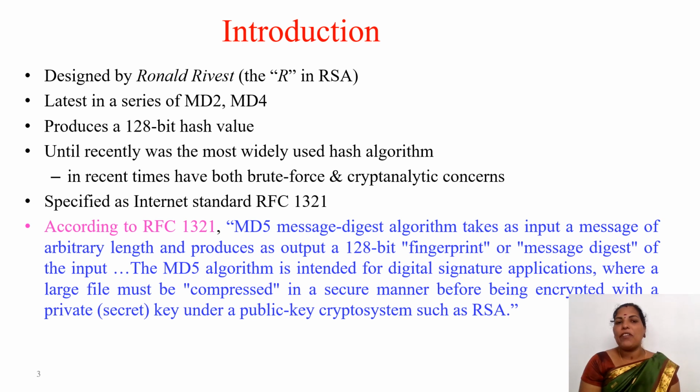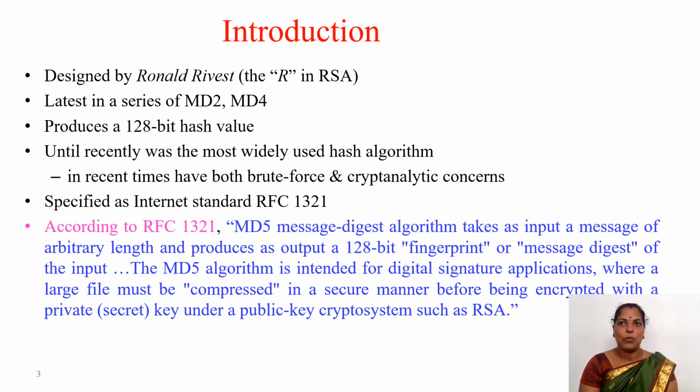Then this MD5 produces a 128-bit hash value. This is a hash algorithm. You know what a hash function is. We give a variable size input to the hash function and it produces a fixed size value. Mainly it is used for authentication purposes, and in digital signatures also it is used. This MD5 produces a 128-bit hash value, and this is the most widely used hash algorithm.